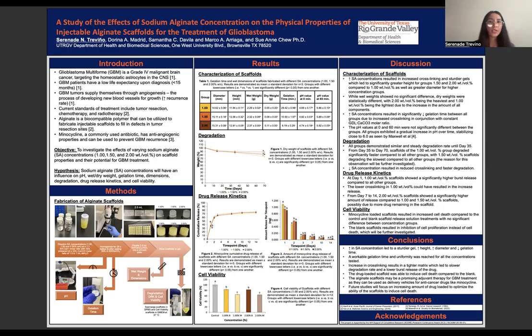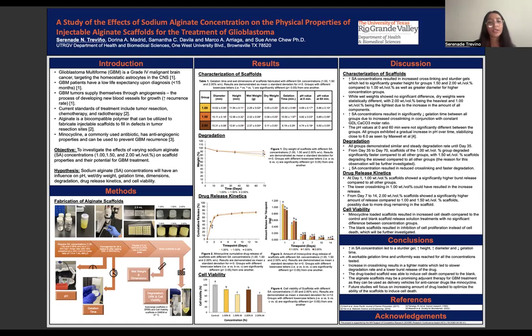But we also see that the decrease in sodium alginate concentration results in reduced cross-linking and a faster degradation. From there, we investigated the drug release kinetics of the scaffolds, and this process is a little similar to the degradation study process. We submerged drug-loaded scaffolds this time in, again, DPBS, but we used the same batch of scaffolds throughout the course of our 14-day study.